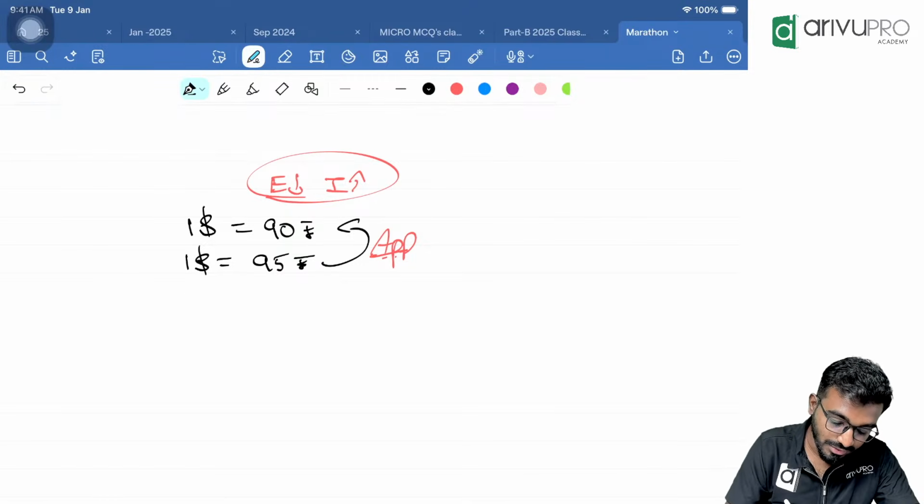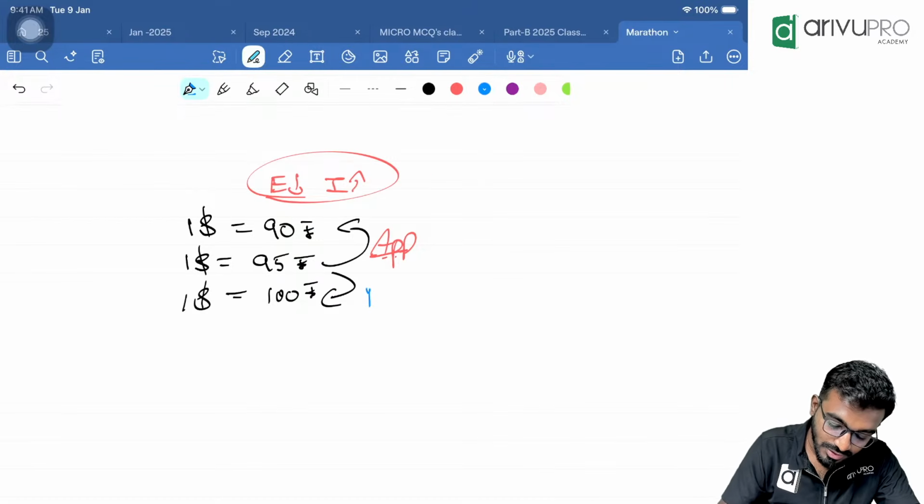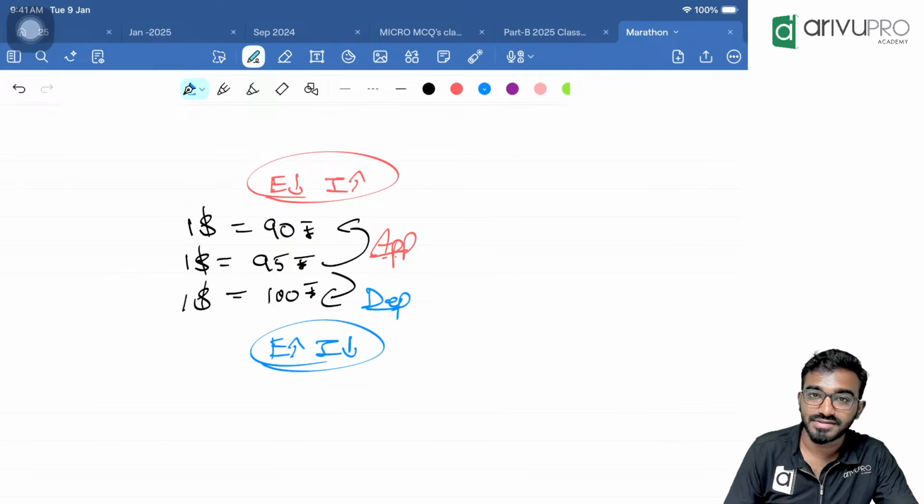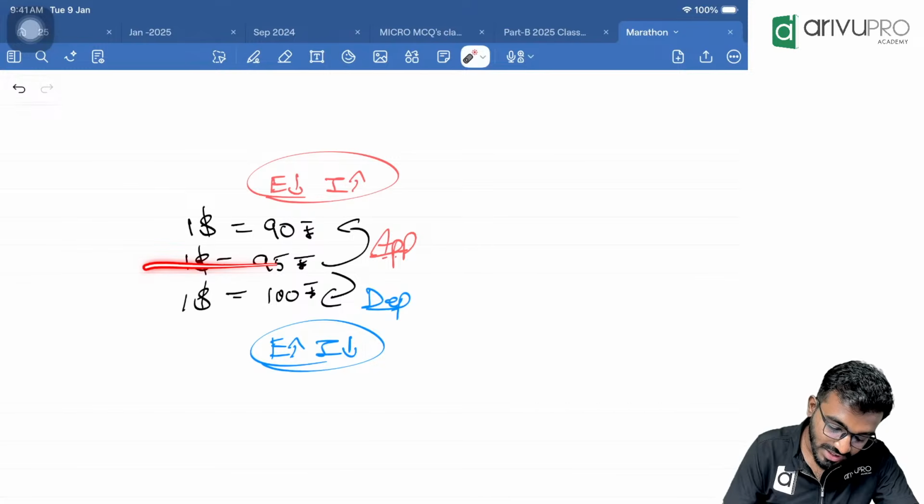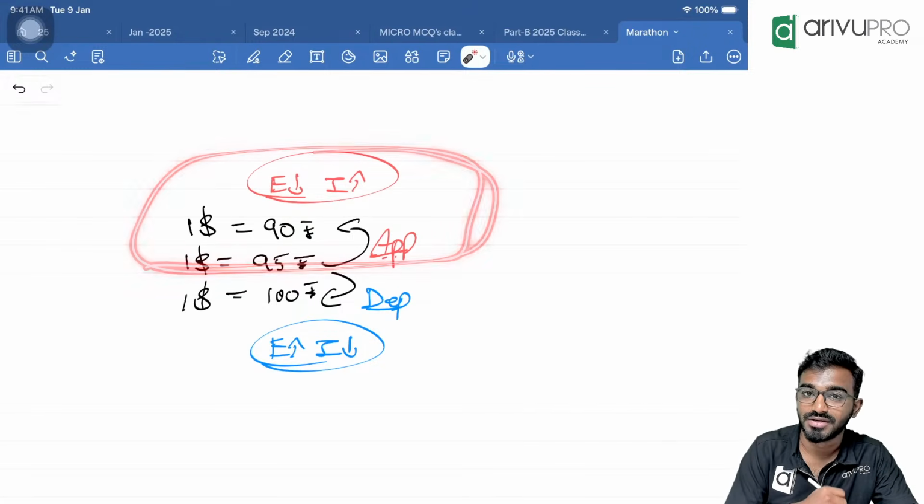Complete opposite. When $1 becomes 100 rupees, this is called domestic currency depreciation. When domestic currency depreciates a lot in India, exports will increase and imports will decrease. So this you need to remember, and here we are speaking about currency appreciation.